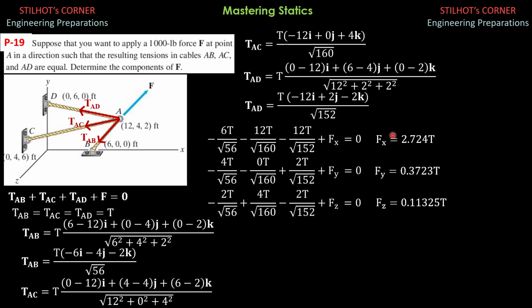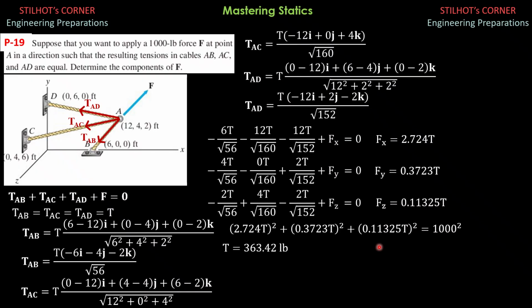So that means the sum of squares of these components of F should be 1,000 squared. That is quantity 2.724 t squared plus quantity 0.3723 t squared plus quantity 0.11325 t squared equals 1,000 squared. Solving for T is equal to 363.42 pounds.